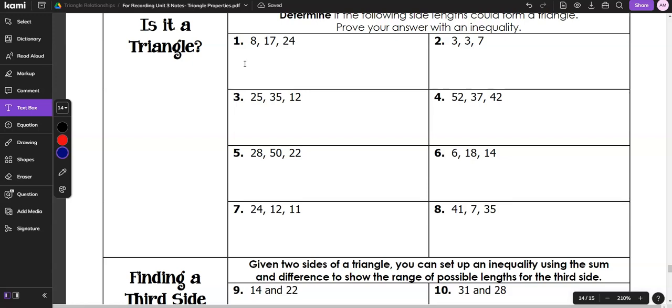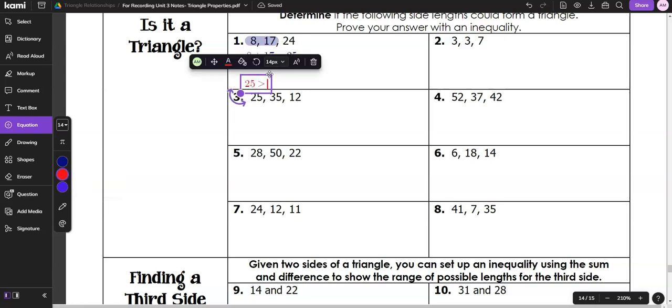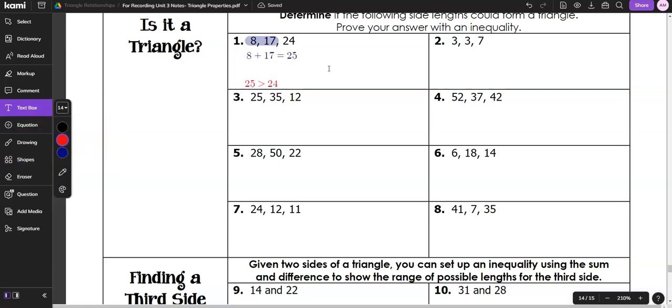So number one, the three sides they give us are 8, 17, and 24. So what you're going to do is take the two smallest numbers they give us, in this case 8 and 17, add them together and see if it is greater than, less than, or equal to 24. All right, so if we add 8 and 17, we get 25. And then because 25 is greater than 24, the answer to this one is yes, a resounding yes.